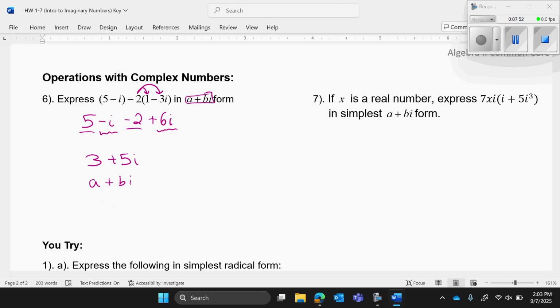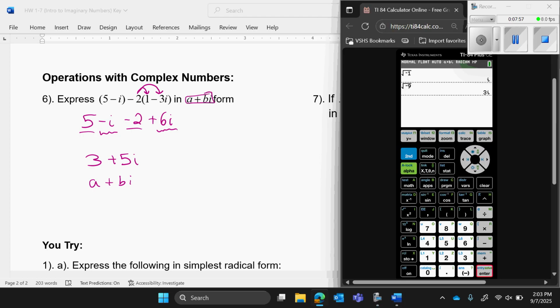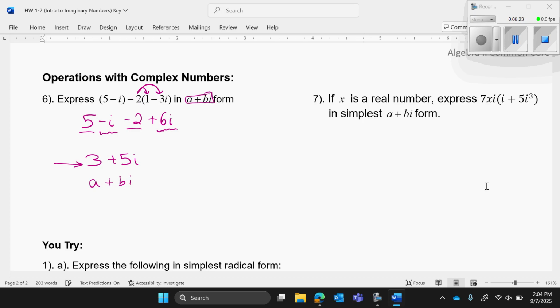Now, you can do this in your calculator. So what I want you guys to do is take out that calculator and double check. We have parentheses, 5 minus i, second decimal, minus 2. Make sure you're not doing the negative button. You want the subtraction. 1 minus 3, second decimal to get an i. And you get 3 plus 5i. And actually, on the Regents, you can use your calculator and just straight up write the answer. Isn't that nice? But then we get number 7, and number 7 is an actual Regents question.